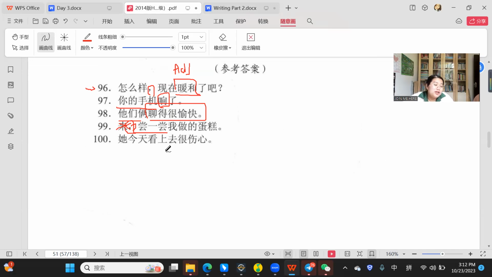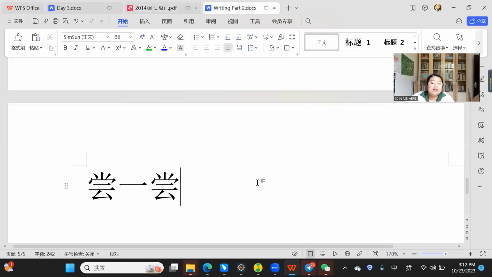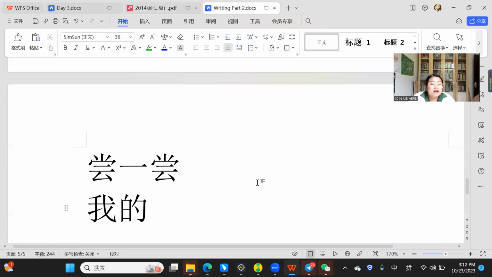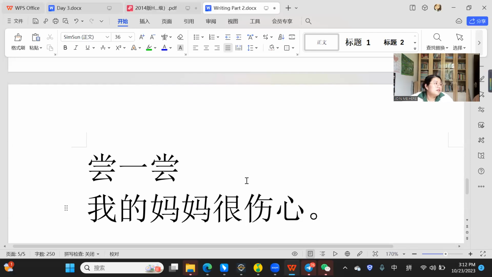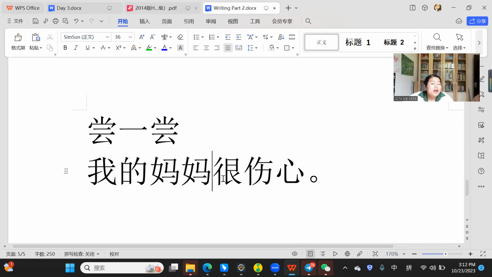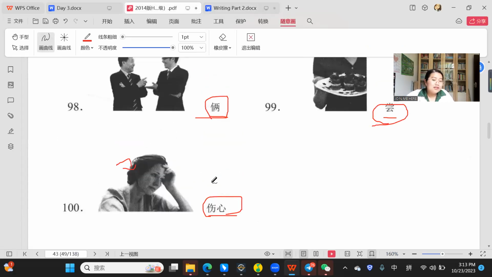5. 他今天看上去很伤心。The picture is 伤心 the word and a girl. So you just simply say 我的妈妈很伤心。Even this is enough. Just subject, adverb, and adjective. So at least you can make it right now, I guess. Yeah. Don't you think so? This kind of short sentence, you can make it. Just think about this as a subject, and this is verb.